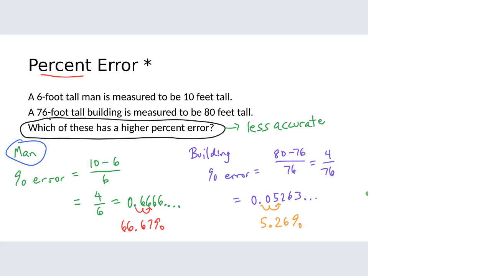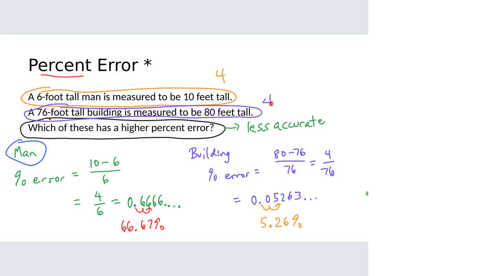The reason percent error is what tells us which one's less accurate, I just want to take a second and investigate a little bit. The man was 6 feet tall, measured to be 10, so that's off by 4 feet. And the building was 76 feet tall and measured to be 80, so that's off by 4 feet. They're both off by 4 feet. It'd be easy to think, well, then it's the same.